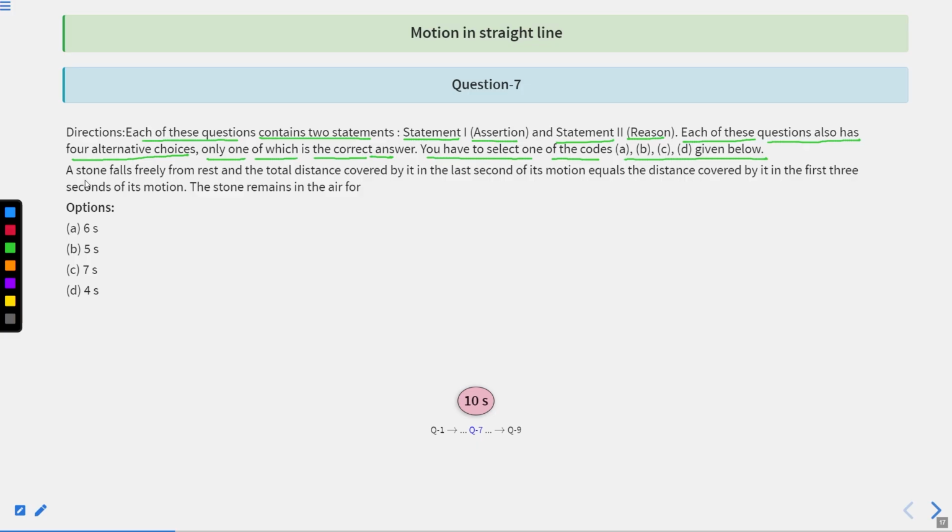a stone falls freely from rest and the total distance covered by it in the last second of its motion equals the distance covered by it in the first 3 seconds of its motion. Clear? The stone remains in the air for which option is correct? 6 seconds, 5 seconds, 7 seconds and 4 seconds. Read the question carefully. Clear? You have 10 seconds to solve this question. After that, we will provide the solution.